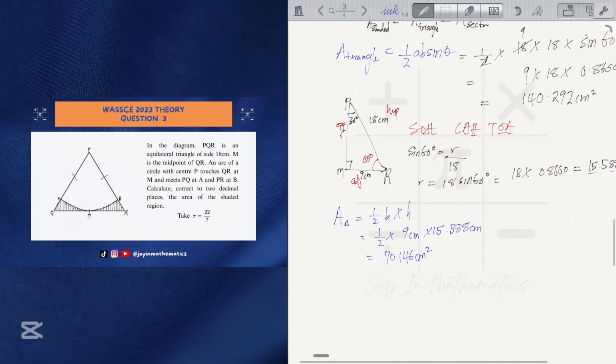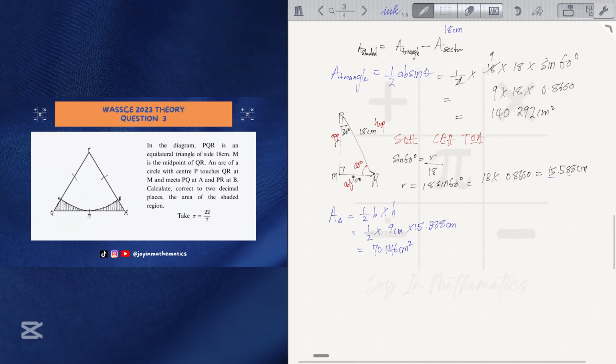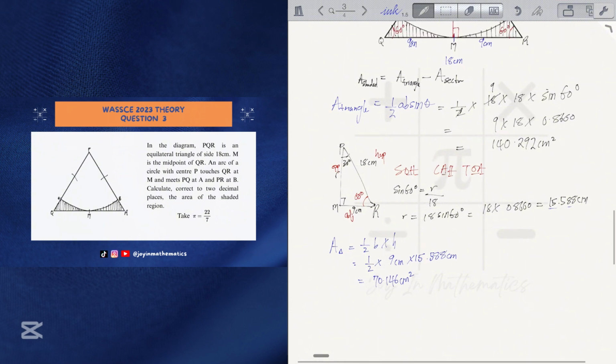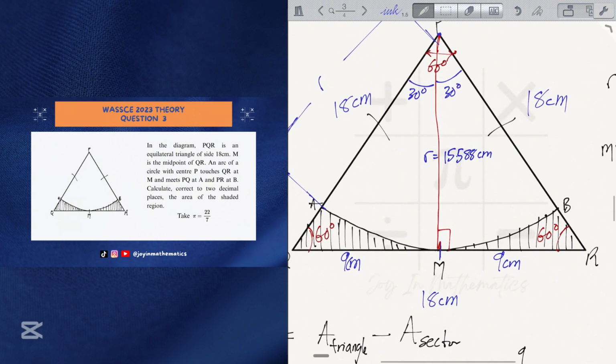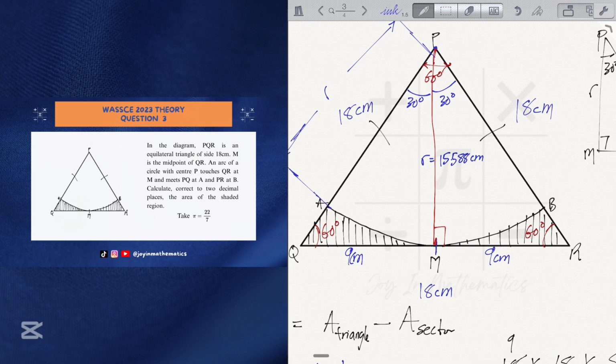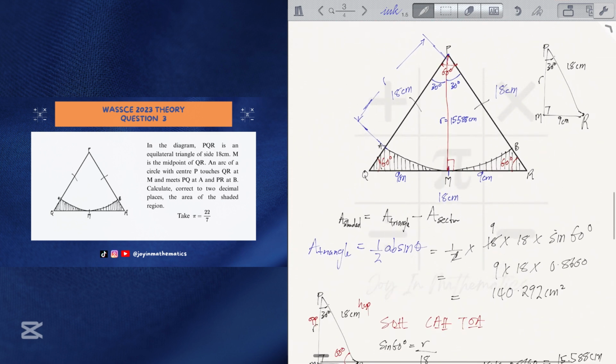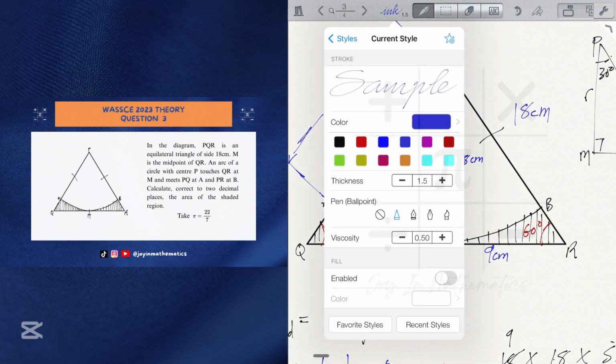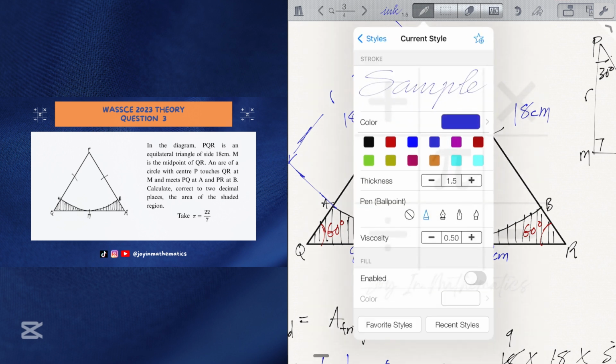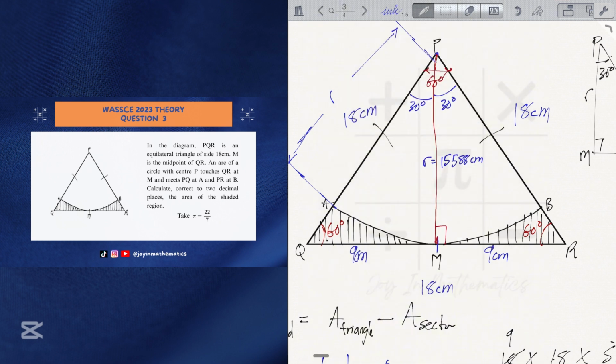Now you can see something. It is not the same value, but it shows that this is half of this value. Now where is the half coming from? Because the triangle we are considering is triangle PQR. That is the total triangle we are considering, but the triangle we solved is triangle PMR, and triangle PQR is the same as having these two triangles. Let's just do something. Let's have a paint.